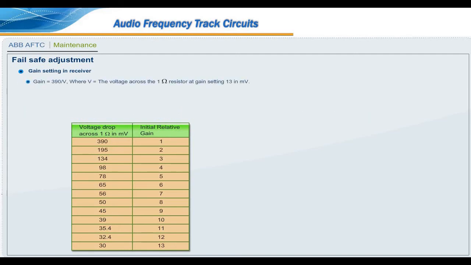Gain equal to 390 per V, where V is the voltage across the 1 ohm resistor at gain setting 13, in millivolt. For gain of 13, the track circuit will operate from 15 milliampere to 60 milliampere. This is the dynamic range of the track circuit.